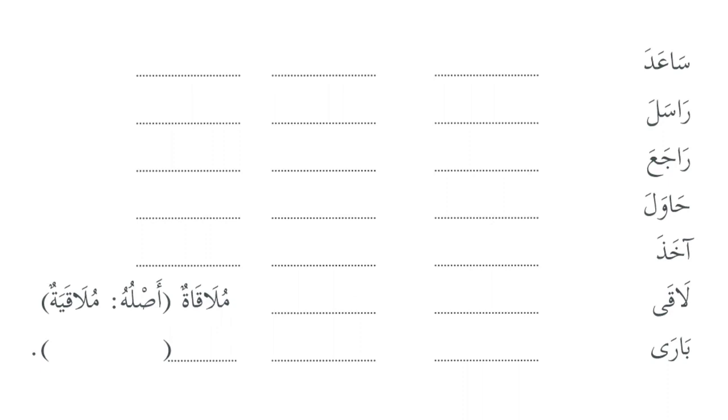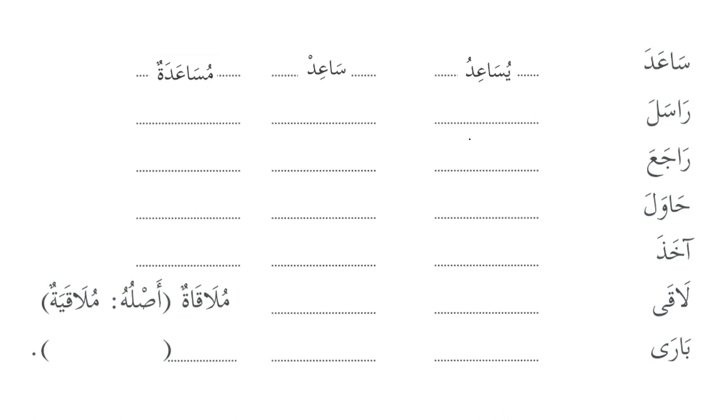ساعد to help, right? Sa'ada, to help. Excellent. ساعد يساعد ساعد Sa'id, excellent. And مساعدة musa'adatun. Yes, excellent. So we have sa'ada, yusa'idu, and fi'l al-amr is sa'id, and masdar will be musa'adatun. Excellent, to help.